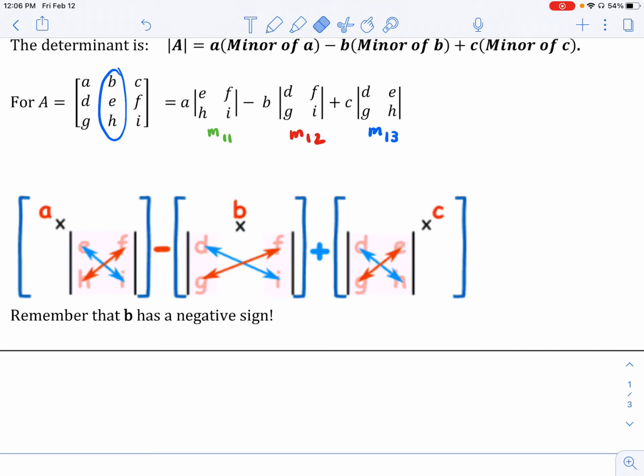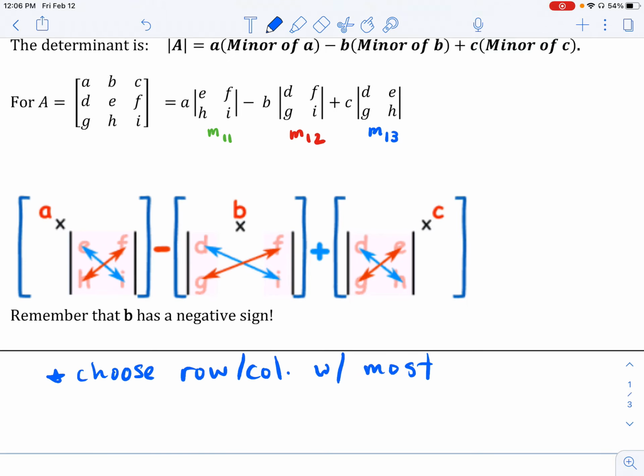Now, why would you want to choose a different row or column other than the first one? Since we're doing some multiplying, often it's beneficial to choose the row or the column that has the most zeros, because it's just going to make your life easier when you're doing calculations, right? So anytime you're multiplying by a 0, the result is just 0. So oftentimes you want to choose the row or column that has the most zeros.